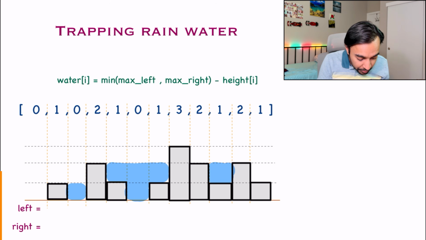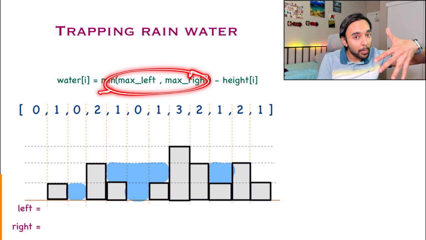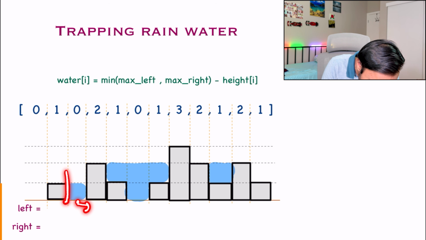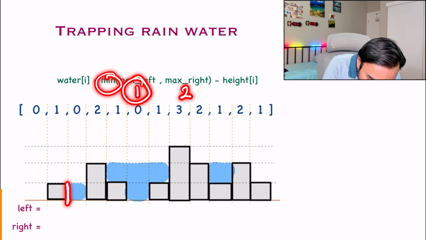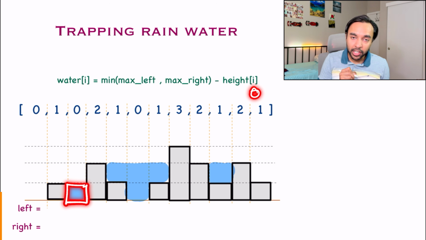And how do you find it? You find the minimum of maximum of left and maximum of right. What does this mean? For example, when I am standing at this particular location, what is the maximum height I can find on left? This is my maximum height. And what is the maximum height I can find on right? This is my maximum height. So maximum left is 1 and maximum right is 2. I want the minimum of these. So I get this and minus the current height. The height is 0. So I trap 1 unit of water here.